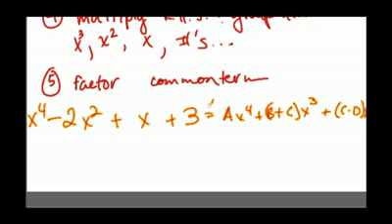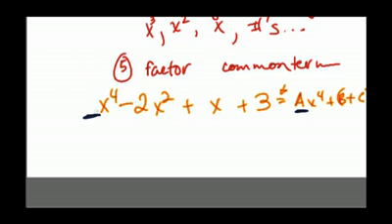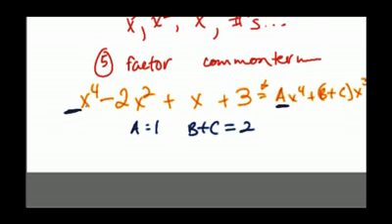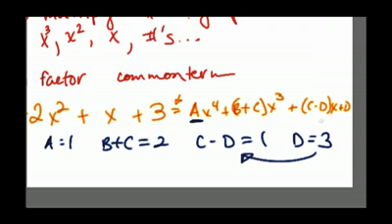Basically, if this equal sign right here has any validity to it, all the x to the fourth coefficients, in this case a, would equal 1. Because the x to the fourth coefficient must equal the x to the fourth coefficient. And then the next equation you could write is b plus c would equal 2. And then after that you could write c minus d equals 1. And d equals 3. And then finally you just back substitute your different expressions.